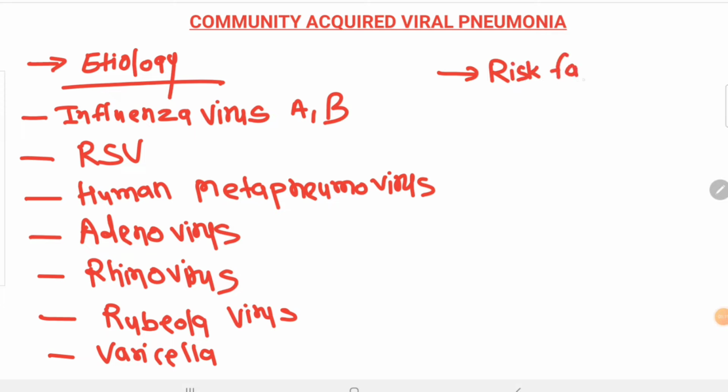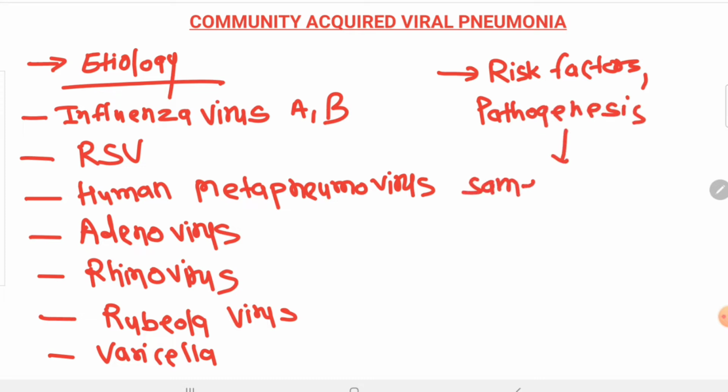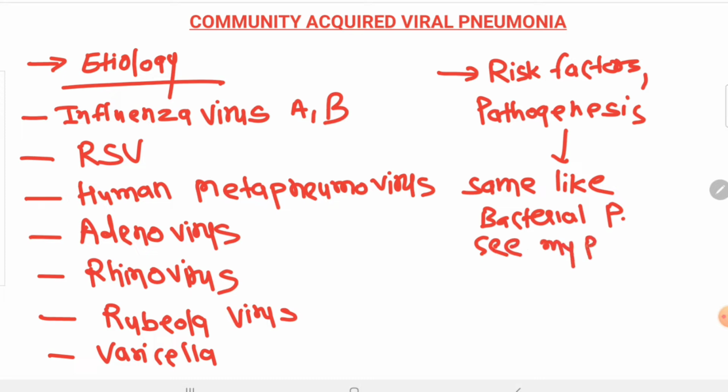And the risk factors and the causes are the same as those of bacterial pneumonia. We have discussed it in parts 1 and 2. Pathogenesis also has been discussed, right? Alright, so we will not discuss that part. You can check the playlist and see those videos. Alright. Now let's discuss the morphology of viral pneumonia.